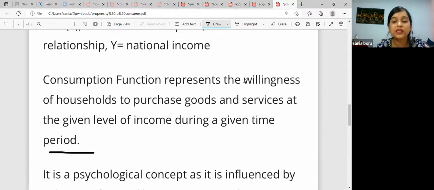Consumption function represents the willingness of households to purchase goods and services at a given level of income during a given period of time. By studying consumption function, you will get to know how willing I am to buy a product, like am I willing to pay 100 rupees for sweets or not? So consumption function represents the willingness of households to purchase goods and services at a given level of income during a given time period. Clear?